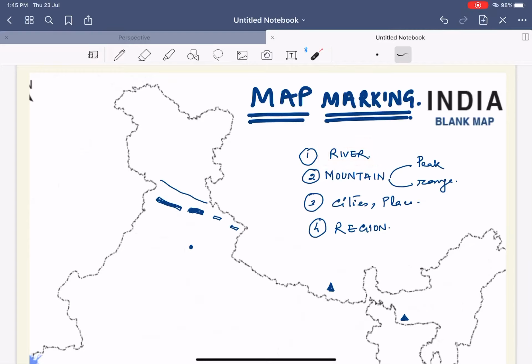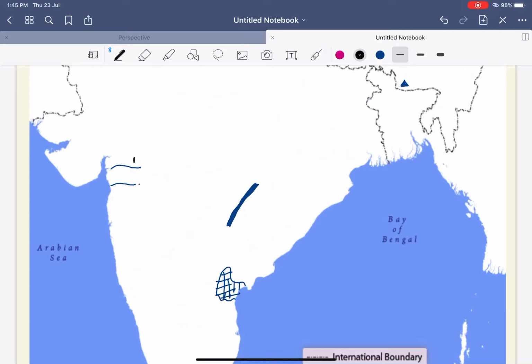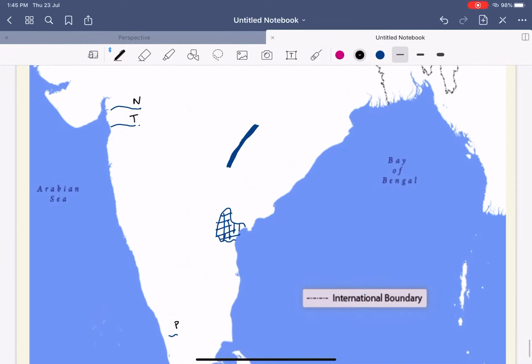Now, with respect to river, two things I have drawn. First, let us understand how to draw the river. See, I have taken the example. This is your Narmada, this is your Tapi, and this is your Periyar. Now look at this. Have a cross comparison. In this cross comparison, you can see that Narmada is a little bigger, Tapi is a little smaller, and Periyar is basically a smaller river.